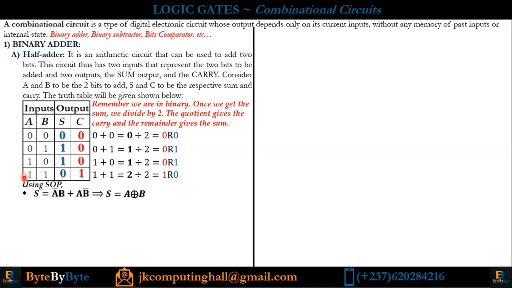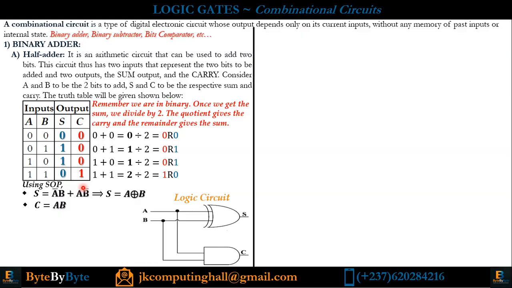And at this level, we have A and B, both are 1, so they are not complemented. As a result, C is going to be AB. Good. Now that we have the expression of our output in terms of the input, it becomes very easy to design the combinational circuit. So the logic circuit for a half adder, this is what we are having.